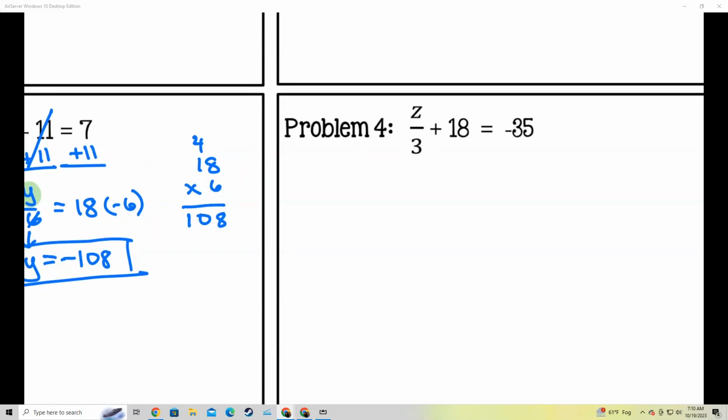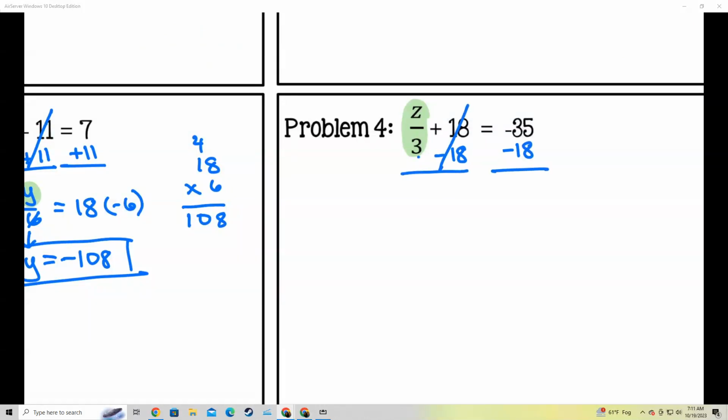I have z over 3 plus 18 is equal to negative 35. My goal initially is to get the term that has the variable by itself. So I'm going to get that z over 3 by itself first. That means I need to get rid of that plus 18. To get rid of a plus 18, we do the opposite operation, which is subtraction of 18 on both sides. Remember, I'm subtracting, so the line goes underneath, not in the middle.